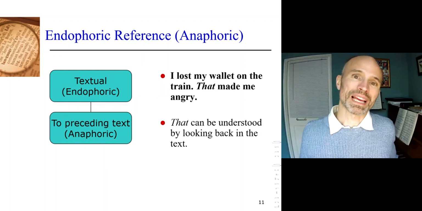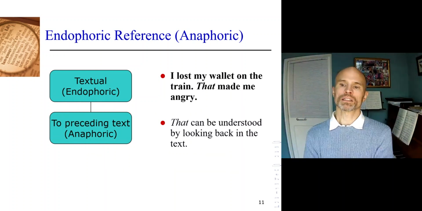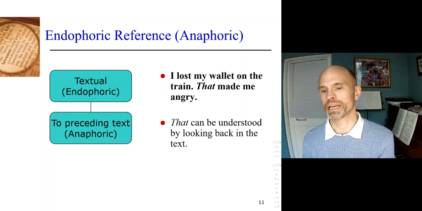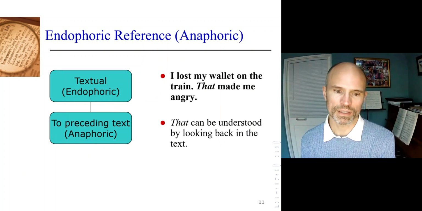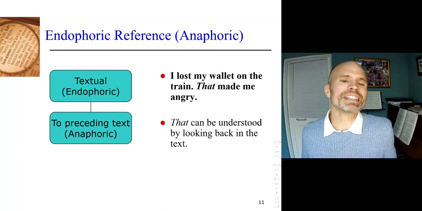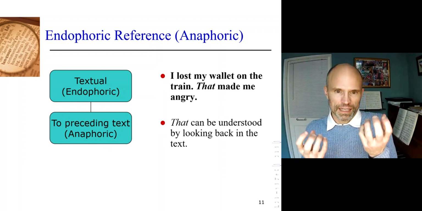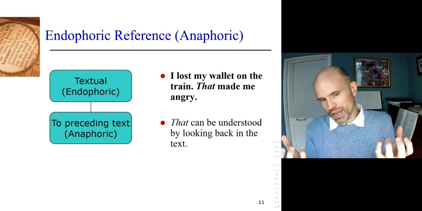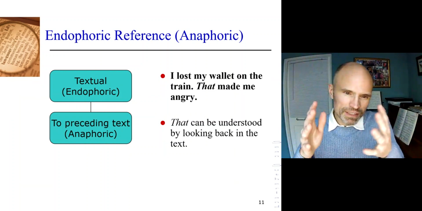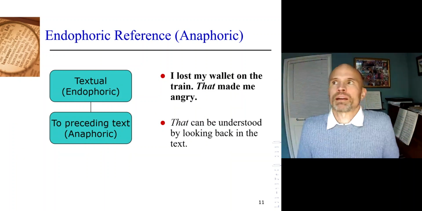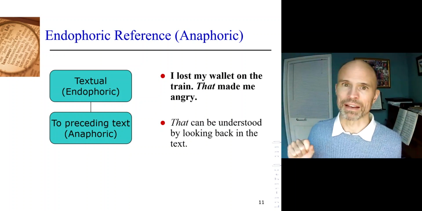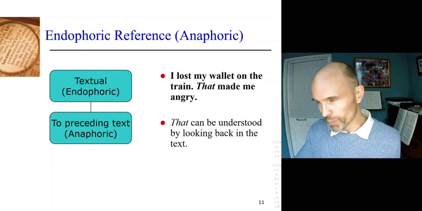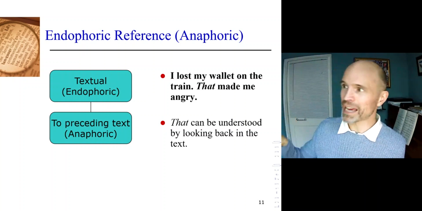Anaphoric reference, looking back, right? I lost my wallet on the train. That made me angry. What made me angry? Losing my wallet on the train made me angry. This is an anaphoric reference. You don't even need to say endophoric. If it's anaphoric, it must be endophoric, right? It means in the text part, you can leave it out. It's like, if you say, she's a woman, he's a man, you don't need to say human, right? Woman means human, man means human.